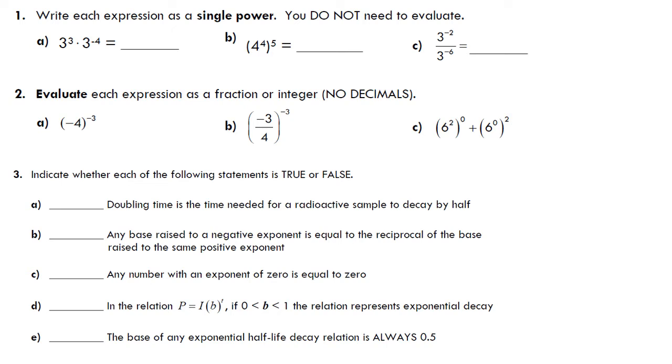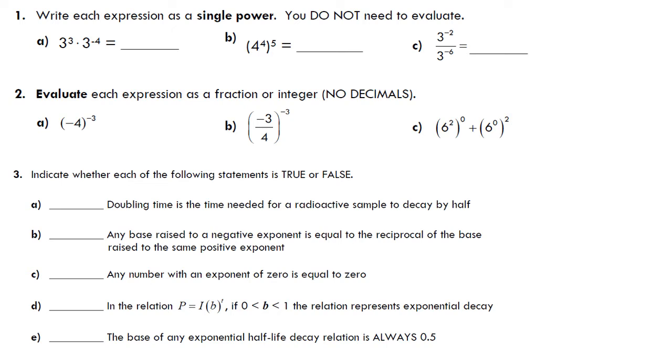So our first question, write each expression as a single power. You do not need to evaluate. I'm assuming everyone knows how to use their calculator, or you've asked me by now how to use your calculator. So we're just going to go over the laws. Now, if you're not sure, a dot means multiply.